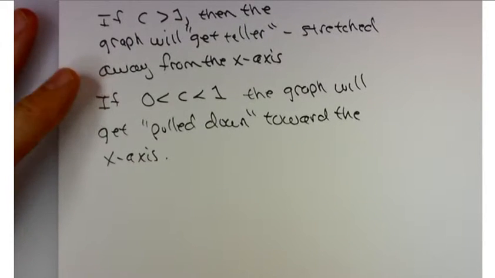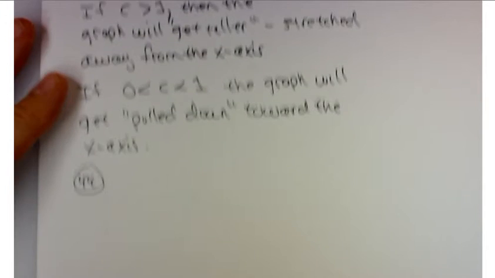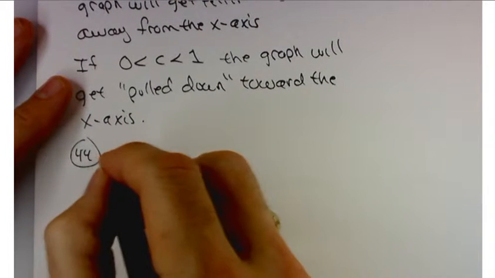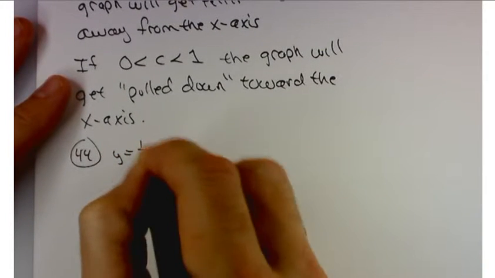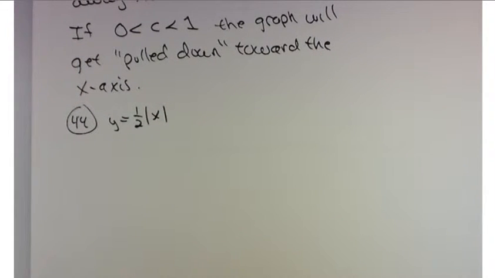So y equals 1/2 times the absolute value of x. Well, the absolute value, I'm hoping that's a familiar graph for you. Yeah, it's that V shape with a little point at the vertex, right? But what's going to happen when we graph 1/2 the absolute value of x? Yeah, it's going to be shrunk or pulled down towards the x-axis.